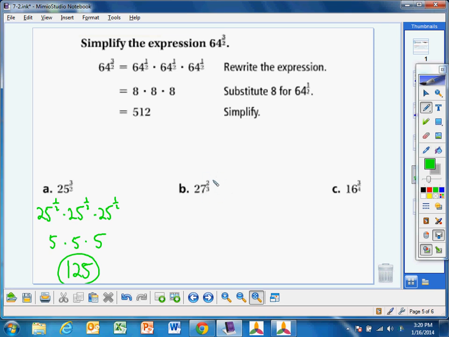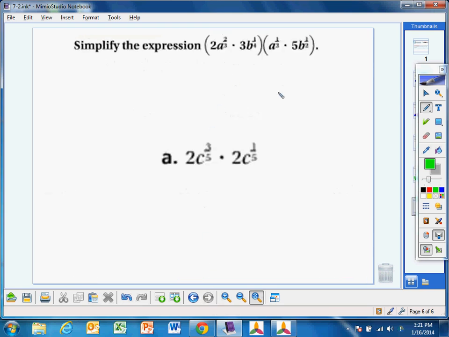So what two fractions can I add together to get 2/3? 27 to the 1/3 times 27 to the 1/3. Well, 27 to the 1/3, 3 times 3 times 3. The answer is 9. Moving on. Look at that one. Do it.